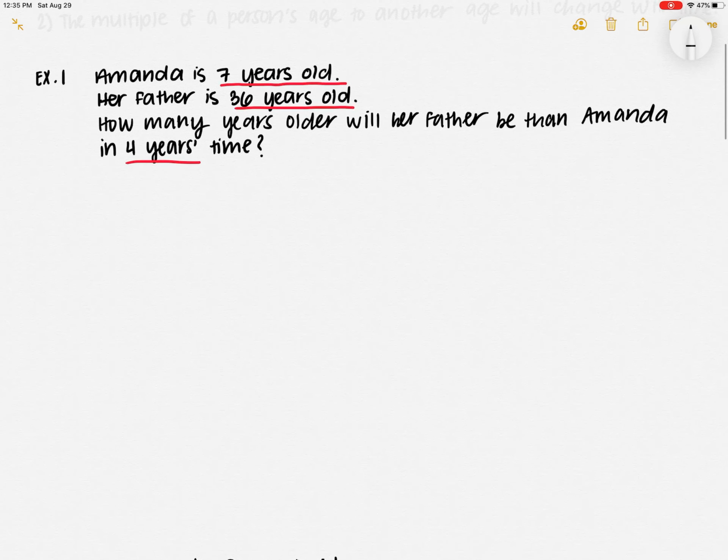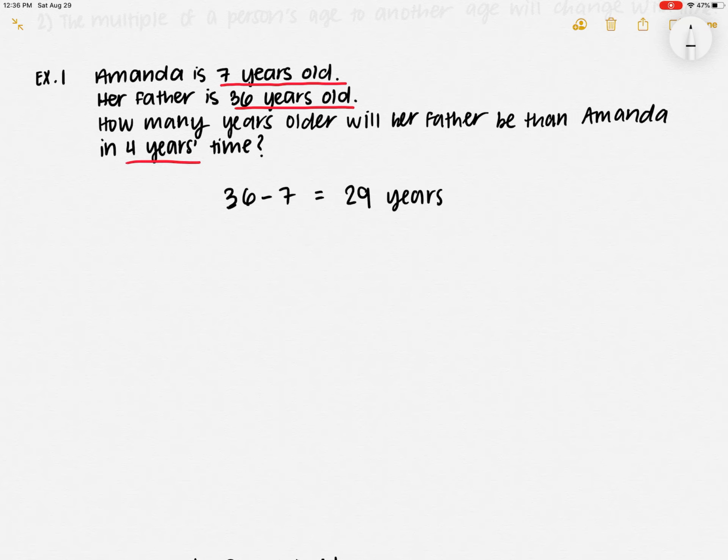So starting with example 1, it says that Amanda is 7 years old, her father is 36. How many years older will her father be than Amanda in 4 years' time? So first, you need to find the difference in their ages. And you do this by subtracting Amanda's age from her father's. So 36 minus 7 gives you 29 years. So the age difference between the two is 29 years.